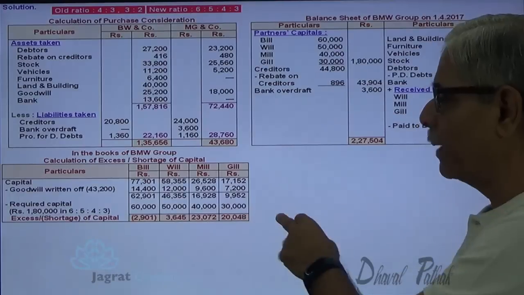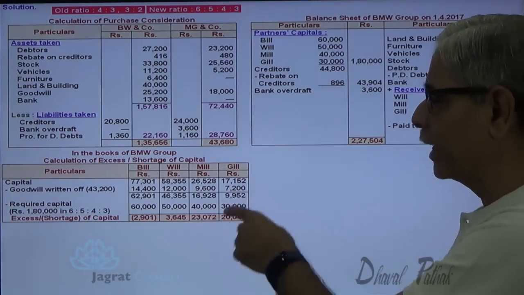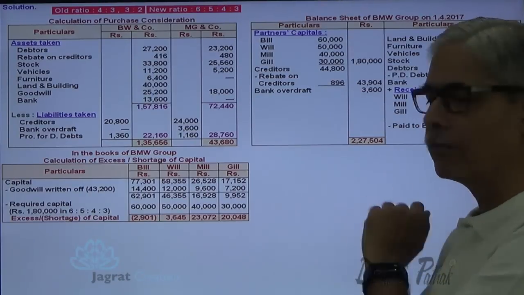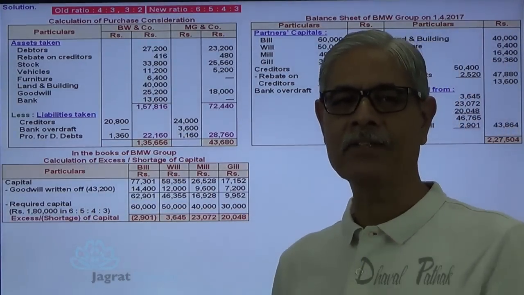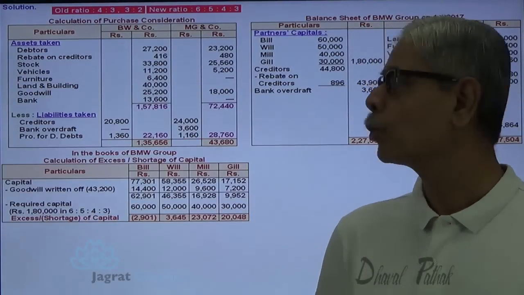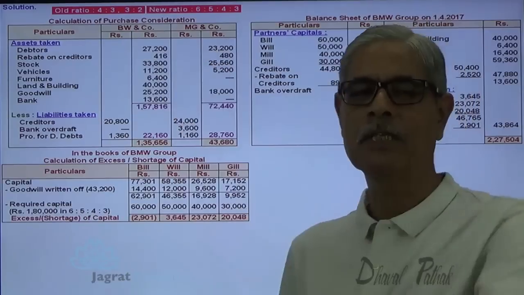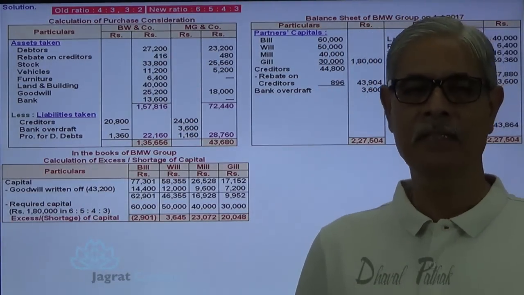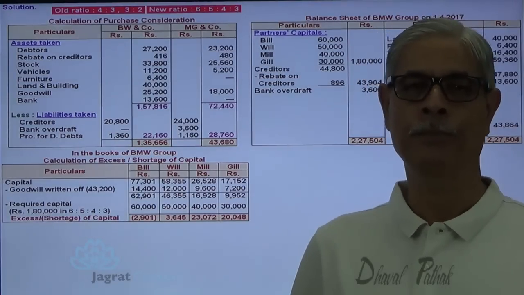This is the cash brought by the partners. Cash account debit to Will account credit 3,645. Cash account debit to Mill account credit 23,072. Cash account debit to Gill account credit 20,048. And Bill account debit to cash account credit. This is the cash entry that you can record. So this is how the journal entries could be recorded on the basis of this purchase consideration statement and this working note. I have already prepared the balance sheet here before you. This is how the sum gets solved in the books of new firm.